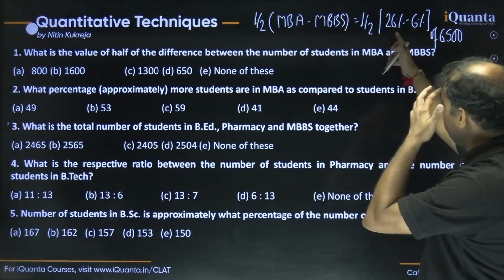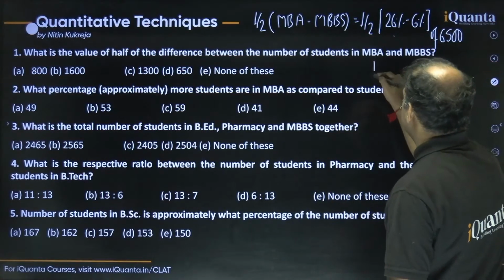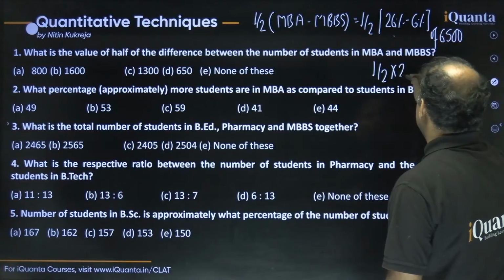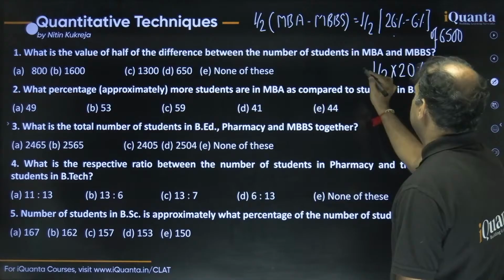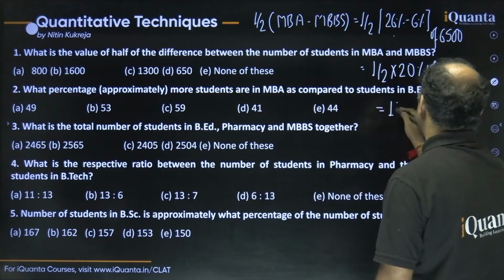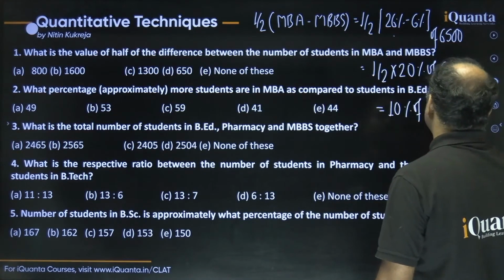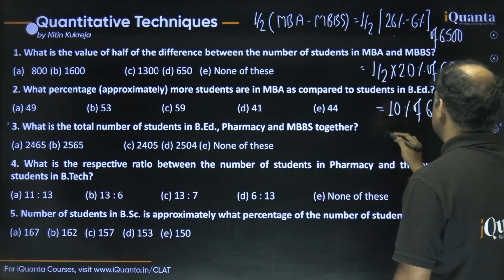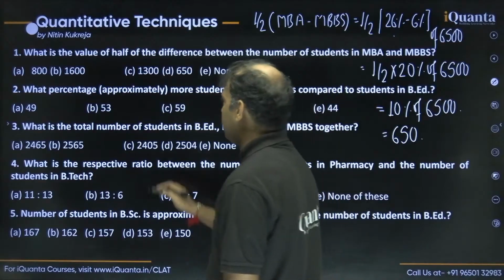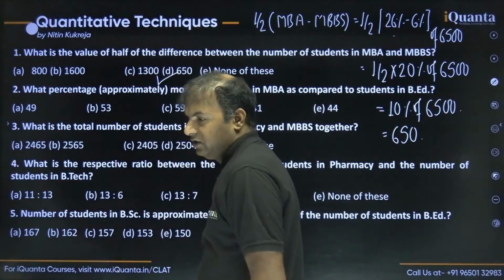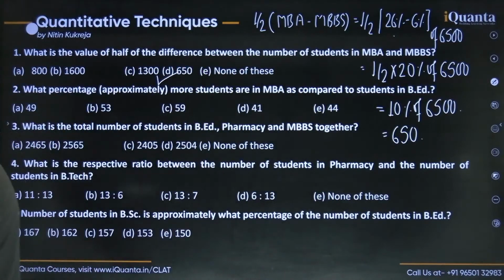Now 26% minus 6% gives us how much? That gives us 20%, right? And now half of 20% must be 10%, right? It has to be 10% of 6,500. So what is 10% of 6,500? That is nothing but 650. That's it. This gives us the answer to the question, option number D. Okay, simple question, right? Yes, I hope this is clear to all.